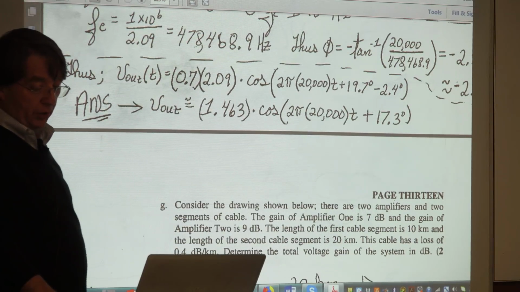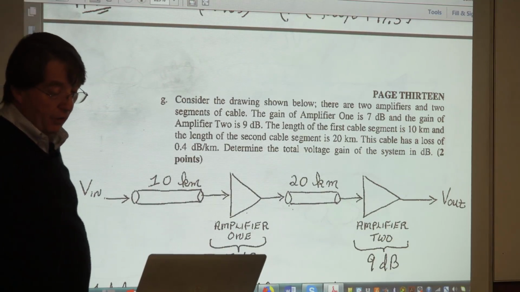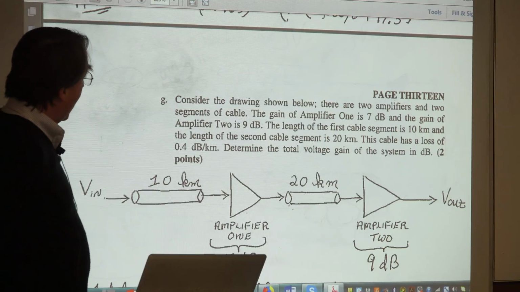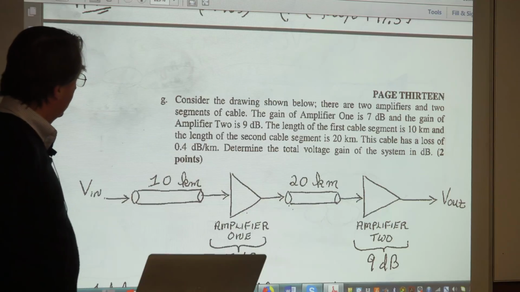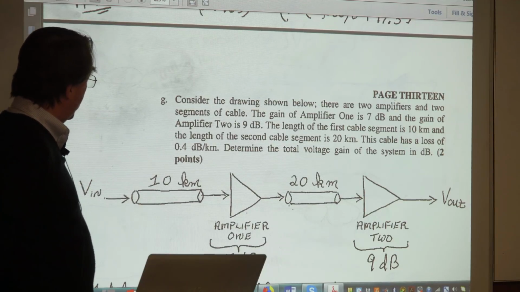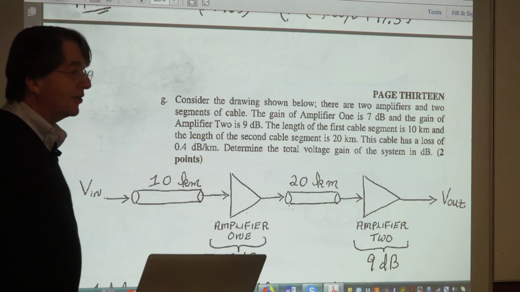Consider the drawing shown below. There are 2 amplifiers in it and 2 segments of cable. The gain of amplifier 1 is 7 dB, and the gain of amplifier 2 is 9. The length of the first cable is 10 kilometers. The length of the second cable is 20 kilometers. The cable loses 0.4 dB per kilometer. Determine the total voltage gain in the system.